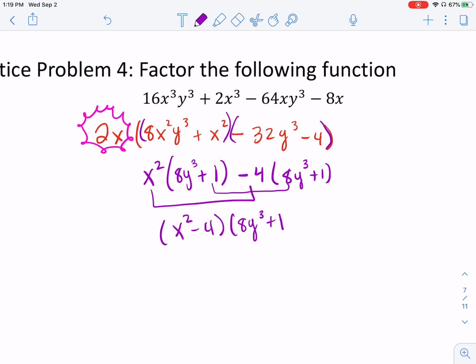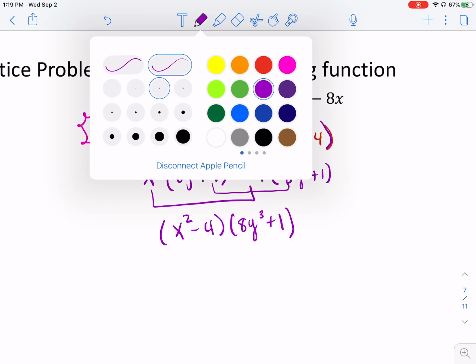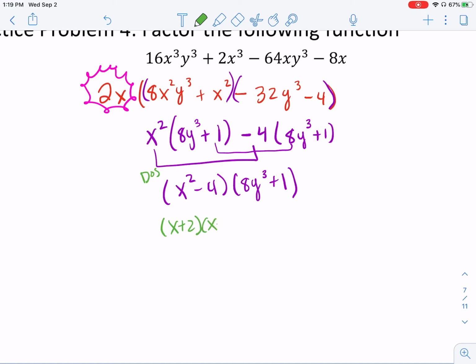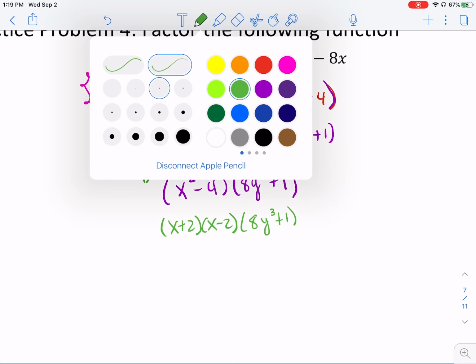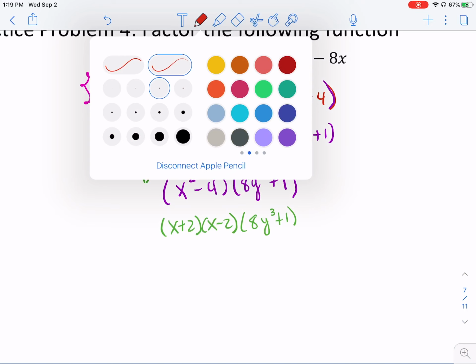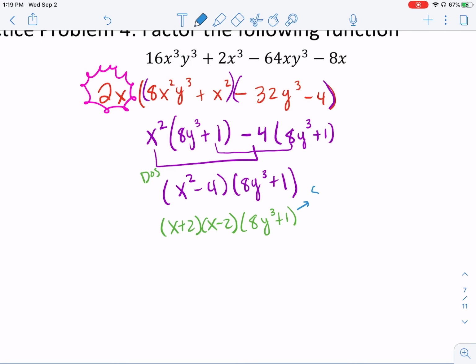Now, some people might want to stop here. But we know that if the degree on any of your factors is greater than 1, we want to see if it goes further. So this is actually a difference of squares. And I know that a difference of squares becomes x plus 2, x minus 2. Getting a lot closer, but now I come over here and I say, hey, this actually is a sum of cubes.